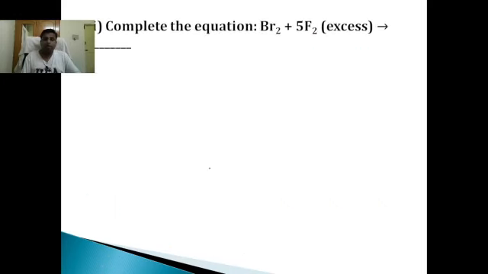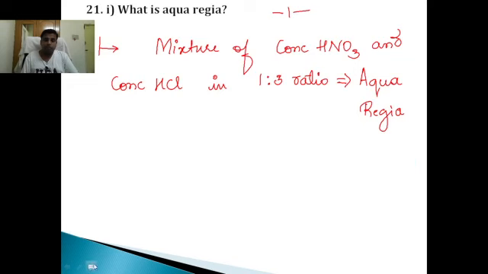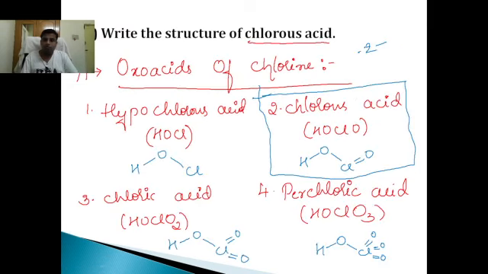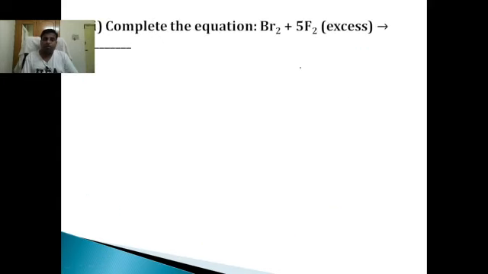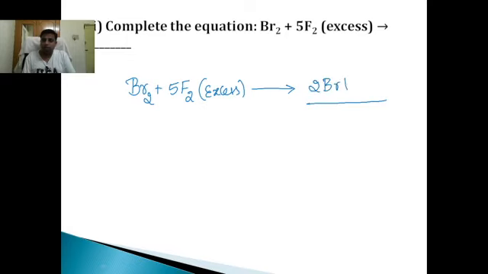Well, 21st question has 3 sub questions. Each question is carrying 1 mark here. Now we have to complete the equation. Bromine, that is Br2, is treated with excess of fluorine. You have to complete the reaction. Take 2 as common. The answer is bromine pentafluoride.